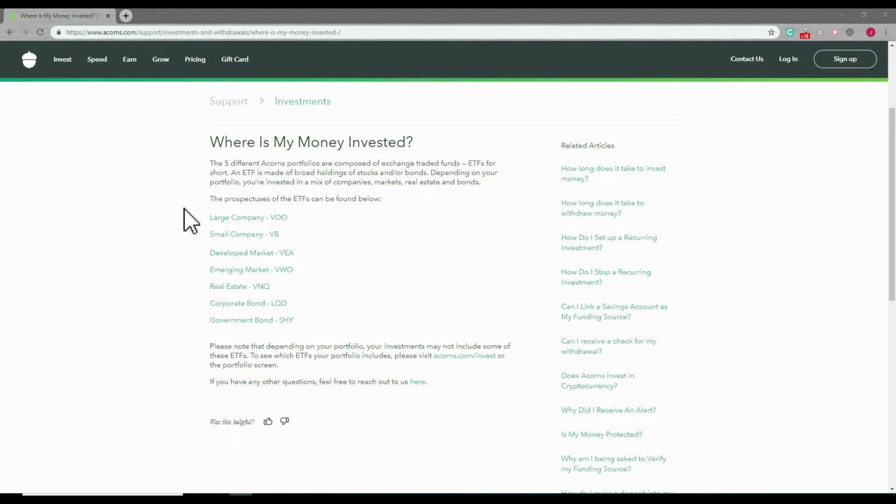If you go to their website, you can actually click on these things yourself, but we're going to take a look into each ETF that they have. Now these are ETFs that you can invest in outside of Acorns, but Acorns makes it easy for you to invest in them, because you can invest your spare change.